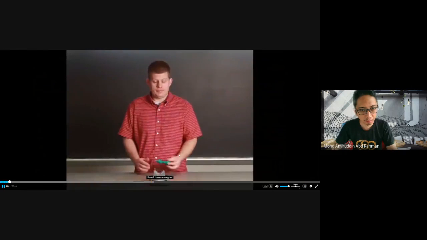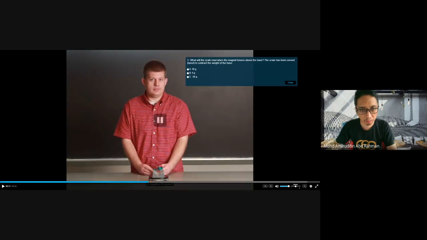Here I have a magnet. If I place it on this base and read the scale, it reads 56 grams. Now this base allows the magnet to float a few centimeters above it. When I place the magnet on the scale so it will float, what will the scale read? Will it read 0 grams, 56 grams, or negative 56 grams? Okay, what's your answer?